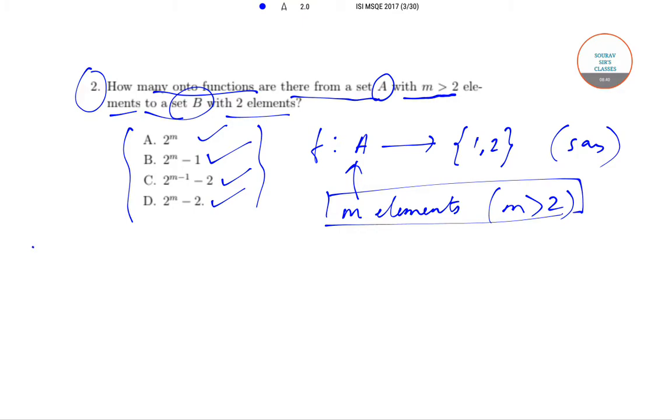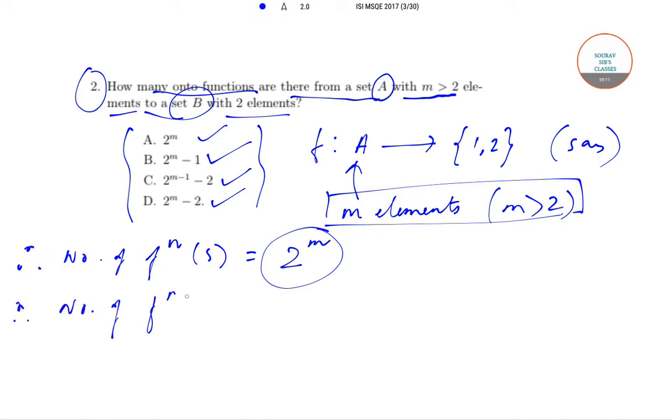So in that case, we can say that the number of functions if A has m elements is given by 2 to the power m. The first element can choose any one of the 2 values, so there are 2 options. Similarly, the next element can take 2 values, so that 2 will multiply m times, and that gives us 2 to the power m.